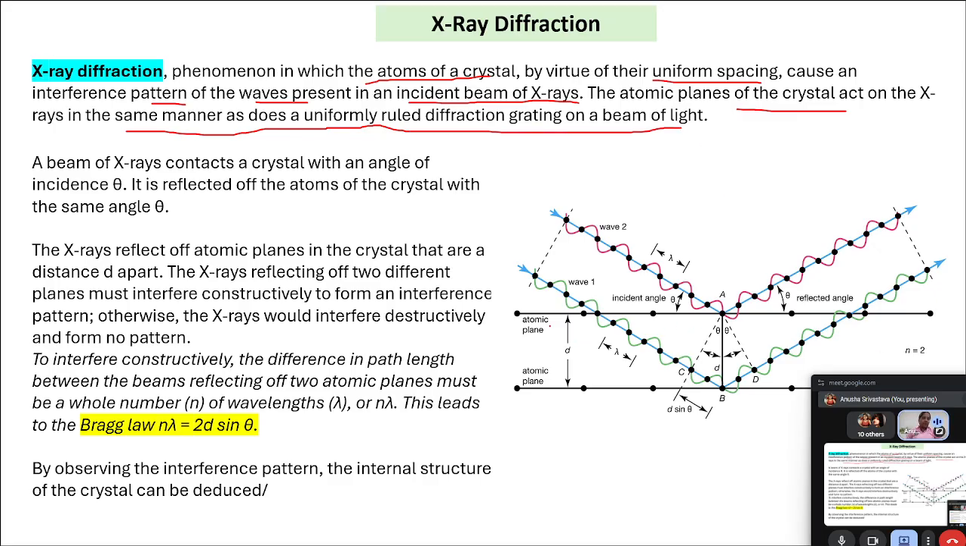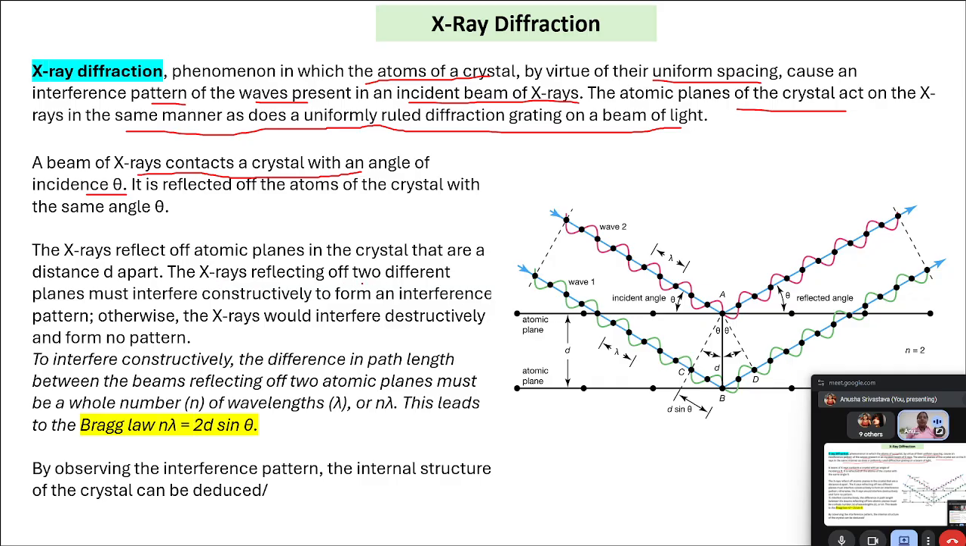So as you can see, this is the atomic plane, okay? And the distance between these two atomic planes that we label is d. Now, this is the incident X-ray that we are calling. A beam of X-rays contacts a crystal with an angle of incidence theta. This is the incident angle theta. It is reflected off the atoms of the crystal with the same angle theta. The X-rays reflect off atomic planes in the crystal that are a distance d apart.